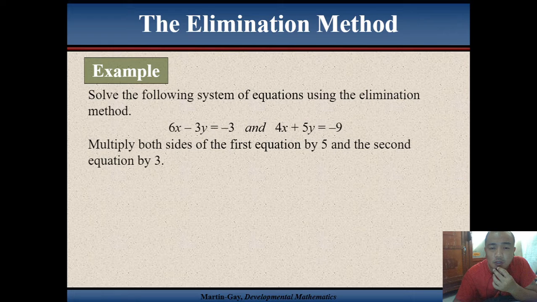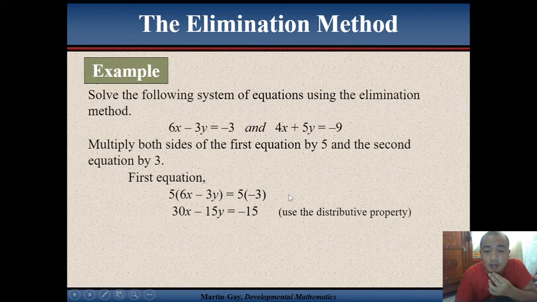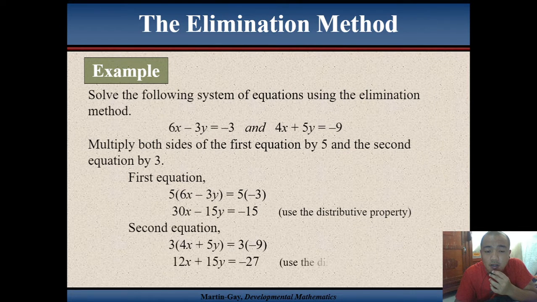Multiply both sides of the first equation by 5 and the second equation by 3. First equation, okay, I will multiply the equation by 5 so that it will become 30 minus 15. Dito naman, multiply the equation so that this will become 12 plus 20, so that the variable y will be eliminated. So equation 1 becomes 30x minus 15y equals negative 15. For the second equation, multiply by 3: 12x plus 15y equals negative 27.